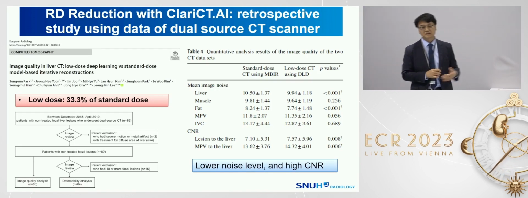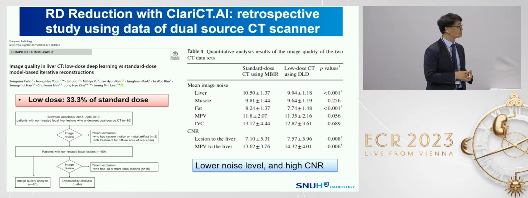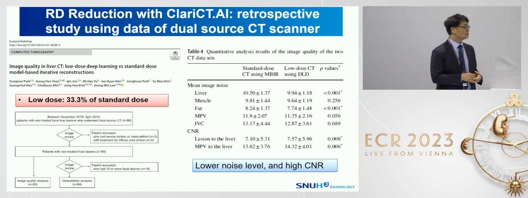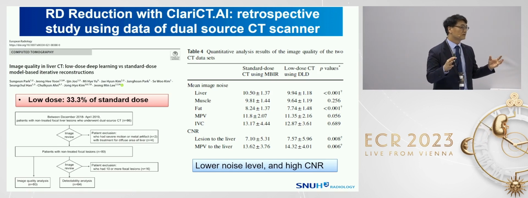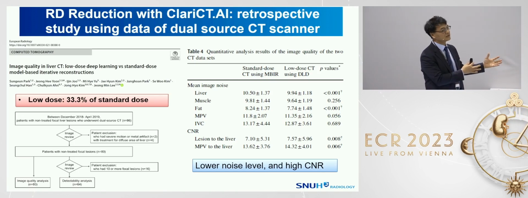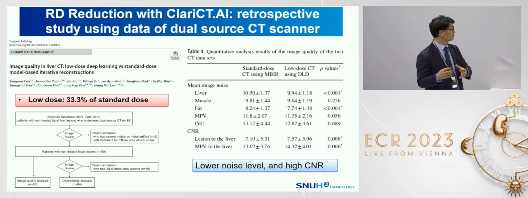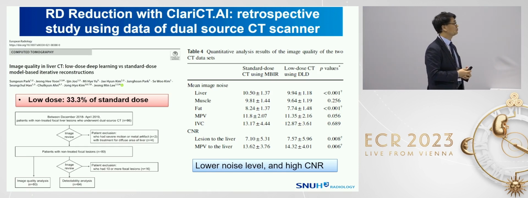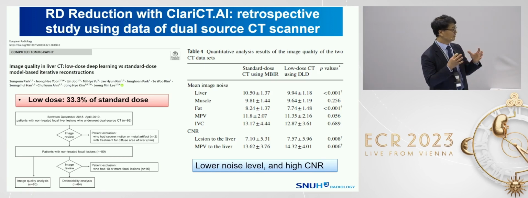So based on that study, we did another retrospective study. We used the dual source CT scanner. The CT scanner has 2 tubes. A tube uses 67% radiation dose, and B tube used 33.3% radiation dose. And then we compared the low dose CT with the ClariCT.AI images with standard, the combined images using MBIR.